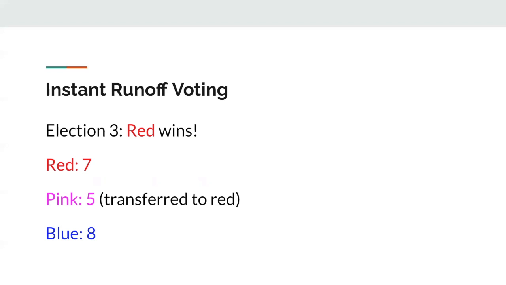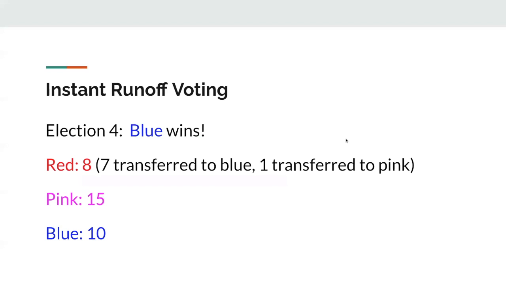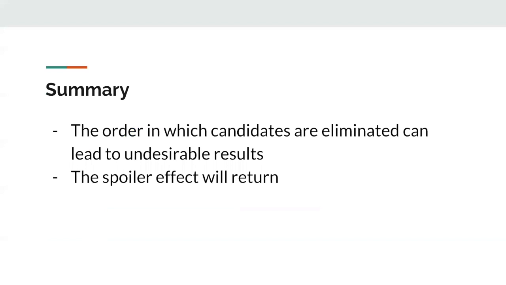However, there are still flaws in the system. In this election, pink voters have done surprisingly well, so well that red is eliminated first. However, red voters don't really care about pink, and most vote for blue as their second choice, giving blue the victory after the redistribution of votes. This is a disaster for pink, since they would prefer that red win. So, ranked choice voting addresses the main issue of plurality voting, the spoiler effect, but is susceptible to its own flaws.